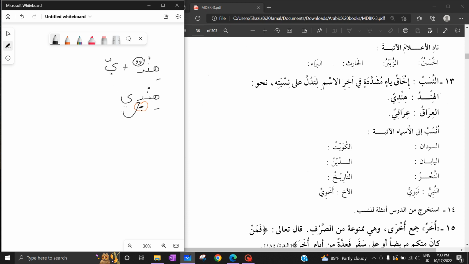Now what happens when we are making a nisba? There is always a shadda over the ya. This shadda is always with a ya, and this is the proof that it is a nisba. This ya with a shadda is the proof that it is a nisba. And now we know that it was a marfu case, so we will put hindiyun. So this is for male. Hindiyun. What about female? How will you make it for a female? Just simple.